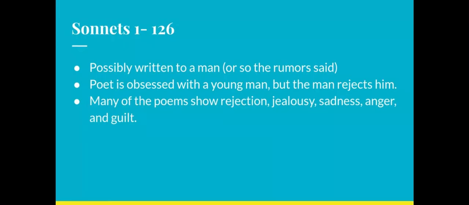And it would seem that the poet, or the person speaking in the poems, is obsessed with this young man, but the man rejects him. He wants nothing to do with him. So again, we're not sure if Shakespeare was obsessed with this man and the man was rejecting him, or if he's saying somebody was obsessed with him and he was rejecting them. So a lot of these poems show this feeling of rejection, but also jealousy and sadness and anger, and even guilt maybe for hurting others. But there's a lot of intense emotions surrounding those.